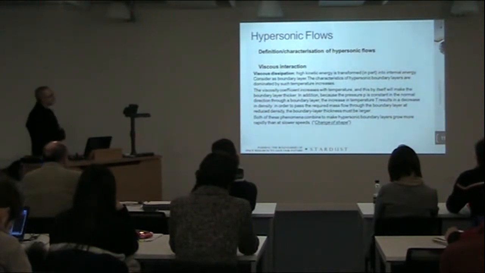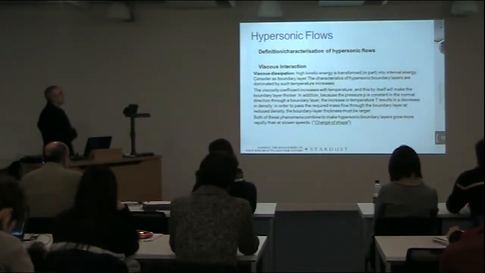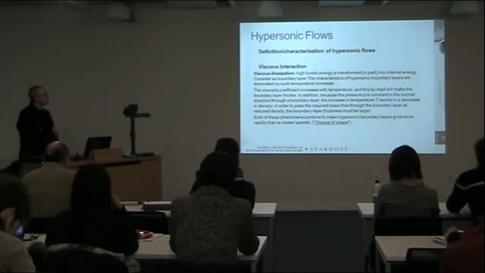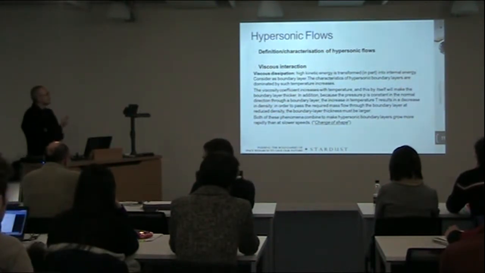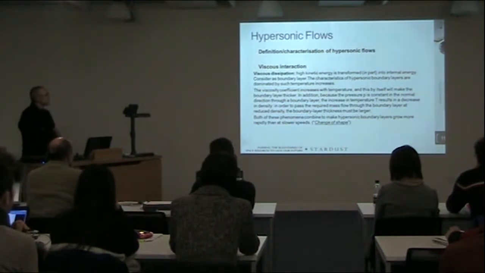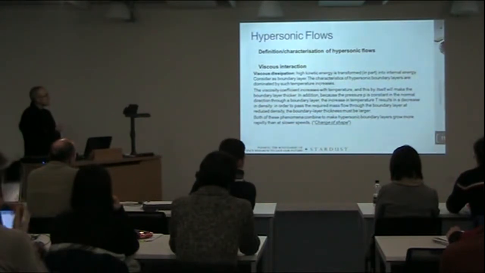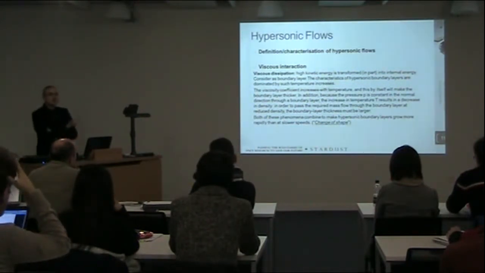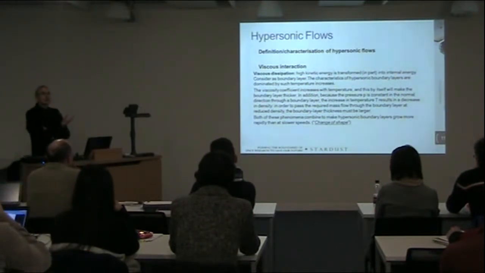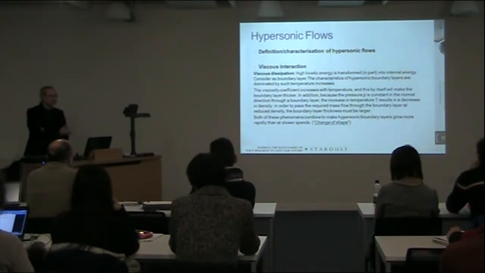So due to the high speed and due to the fact that the fluid is viscous, there is high dissipation. So there is a transformation of kinetic energy into thermal energy. That means that what we have is very high temperature in the boundary layer, and that actually influences the growth of the boundary layer.